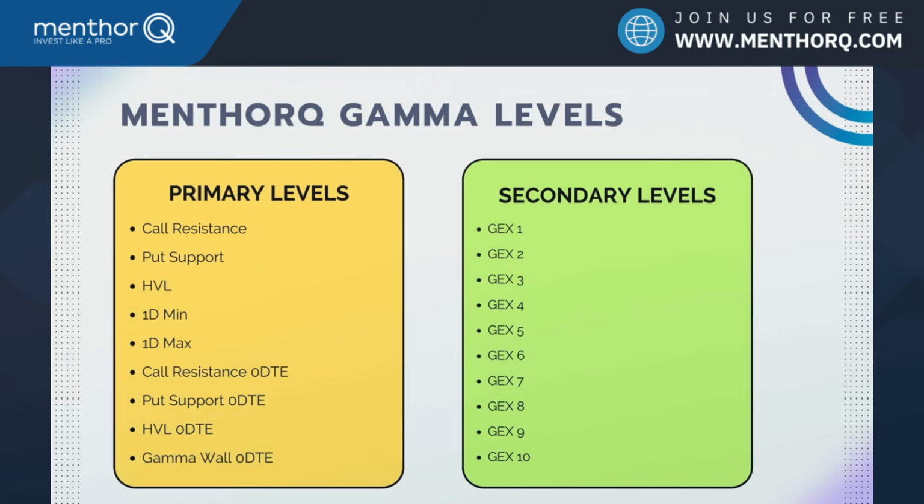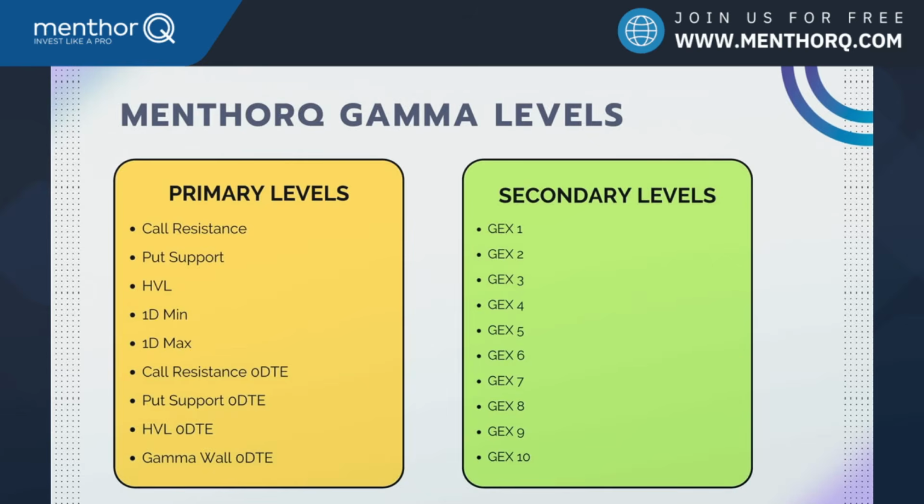So now let's go into our gamma levels and how you can use them. We're going to look into a practical example. But before we do that, we need to define the gamma levels we provide. They are divided into what we call primary levels and secondary levels. So let's start with our primary levels. The primary levels are our core resistance, put support, high volatility level, our one-day min and one-day max, and also our zero DTE levels. Within the secondary levels, we also have our Gamma Walls 1 to 10. We're going to explain what these are during the presentation as well.